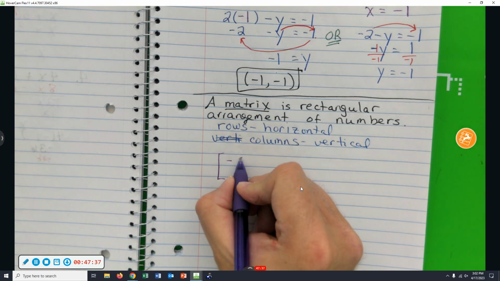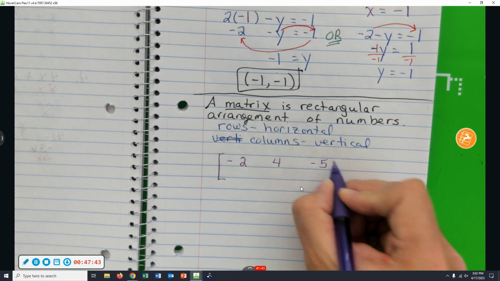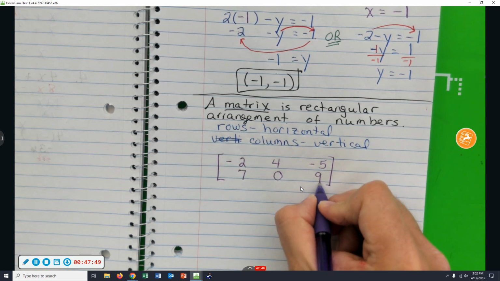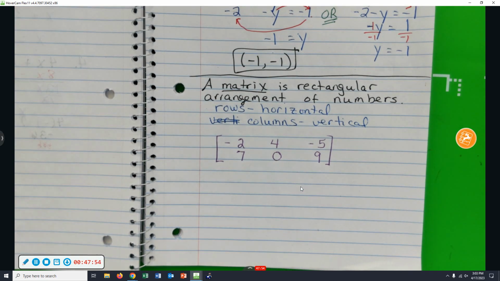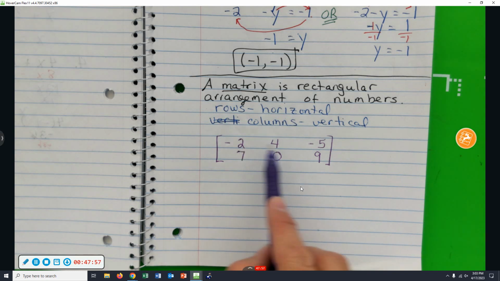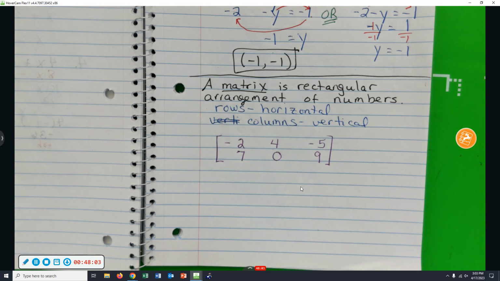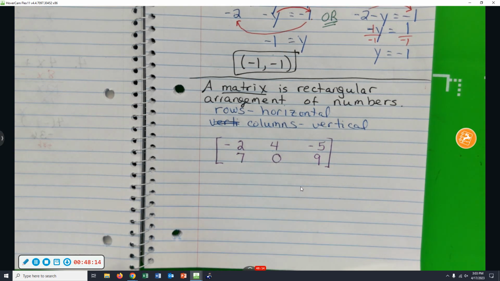Like on this matrix here: negative 3, 4, negative 5, 7, 0, 9. If I talk about rows, because I said read out the first row, that would be negative 3, 4, negative 5. If I said, what numbers are in the second column, what do y'all think you would say? The second row would be 7, 0, 9. Okay? Rows are horizontal.